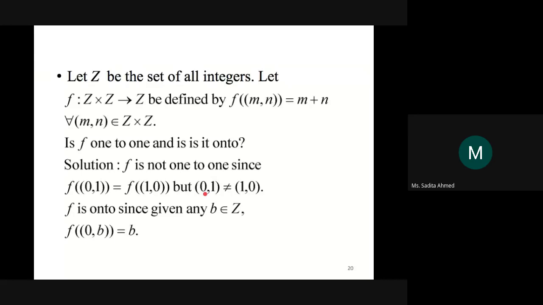Take 0, 0 and 1, 1. These are two different pairs, right? 0 minus 0 would give you 0. 1 minus 1 would still give you 0. Two different pairs giving you the same result. So this function is still not going to be one-to-one. Is that clear to everybody?